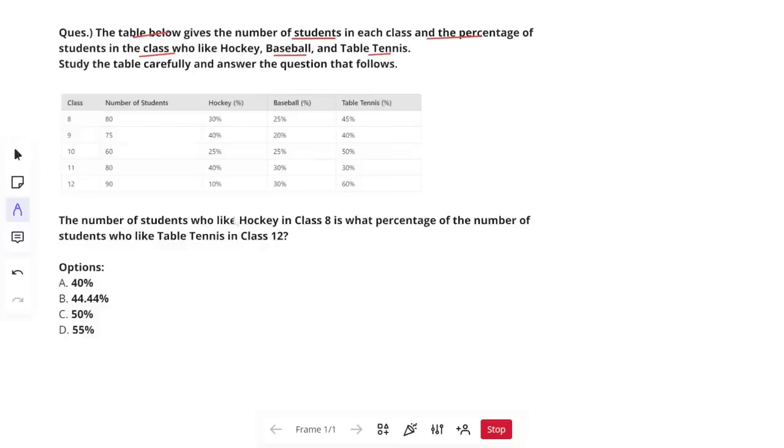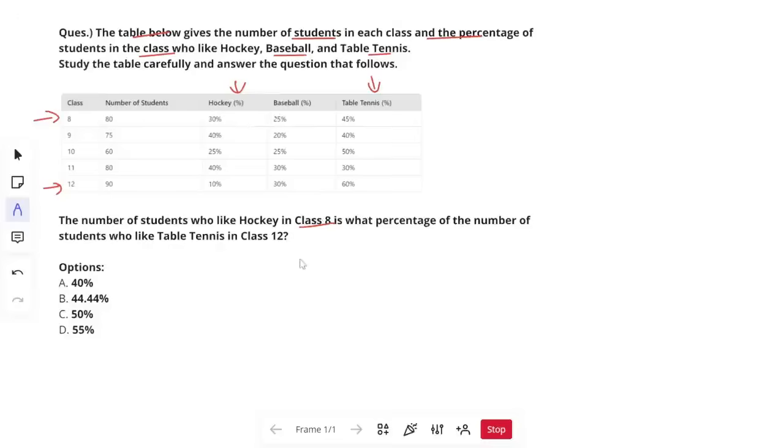What we are asked is: the number of students who like hockey in class 8 is what percentage of the number of students who like table tennis in class 12. See, the number of students who like hockey are here, and the number of students who like table tennis are here. We are asked about class 8, and the table tennis ones are class 12. So we need to see these two rows of data, but before that we need to find out the number of students. These are the total number of students, and out of them 30% of 80 will like hockey, and then 20% of 80 will like baseball. In this way the data is given.